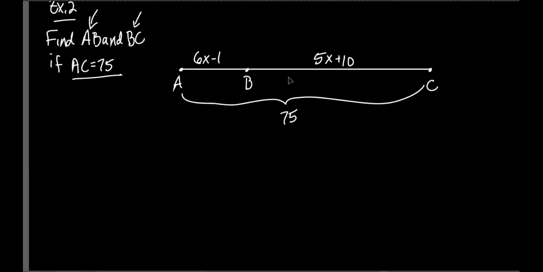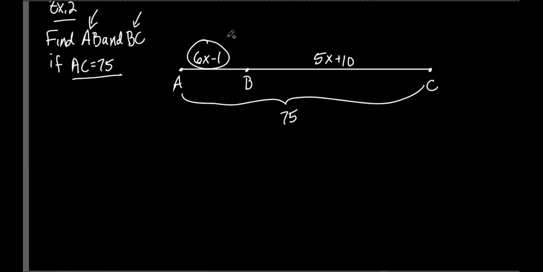So what am I going to do now? What is line segment AB? I kind of know it. I don't know it exactly, but I kind of know it. What would I call it? How long is AB? It's right there, right on top of it. It's 6x minus 1. That's exactly right. Okay, that's how long AB is.